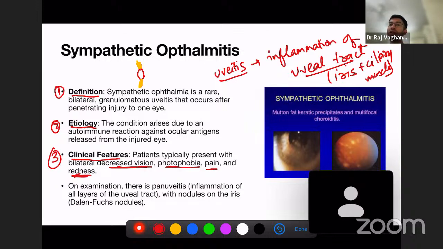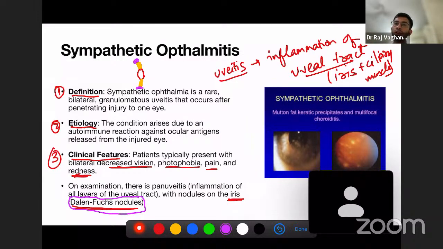On examination, there is panuveitis. Panuveitis is inflammation of all layers of the uveal tract, meaning both the iris and ciliary muscles, with nodules on the iris. These are Dalen-Fuchs nodules, which are seen in sympathetic ophthalmitis and are present only in the iris. So in the iris, there will be formation of nodules. And what are these nodules? These are Dalen-Fuchs nodules.